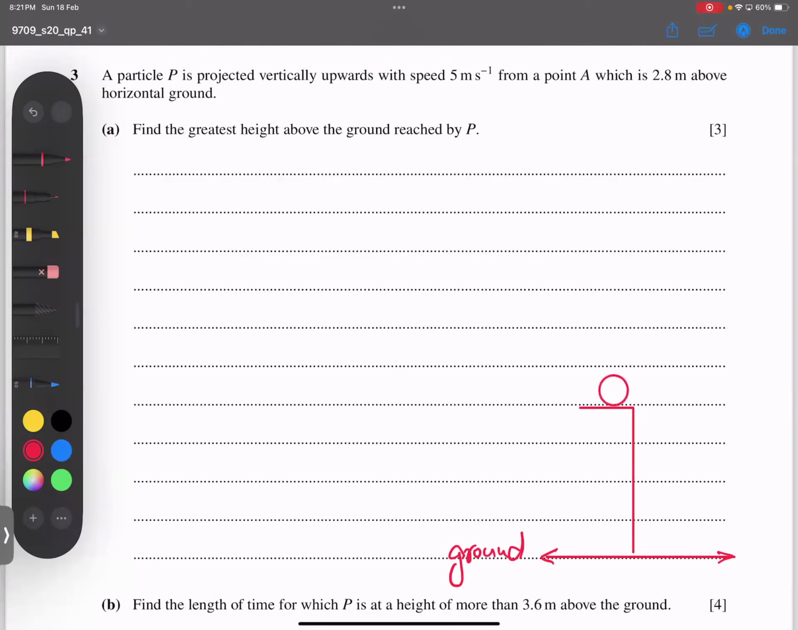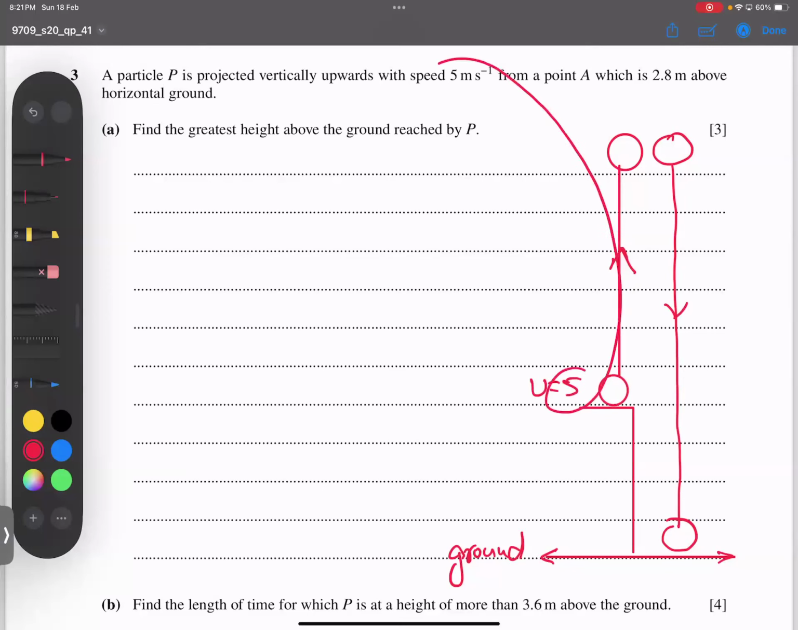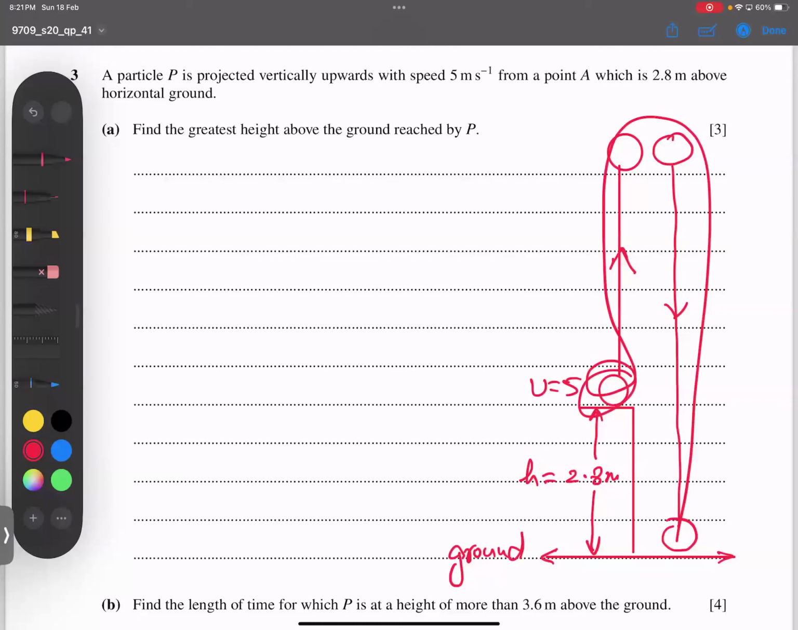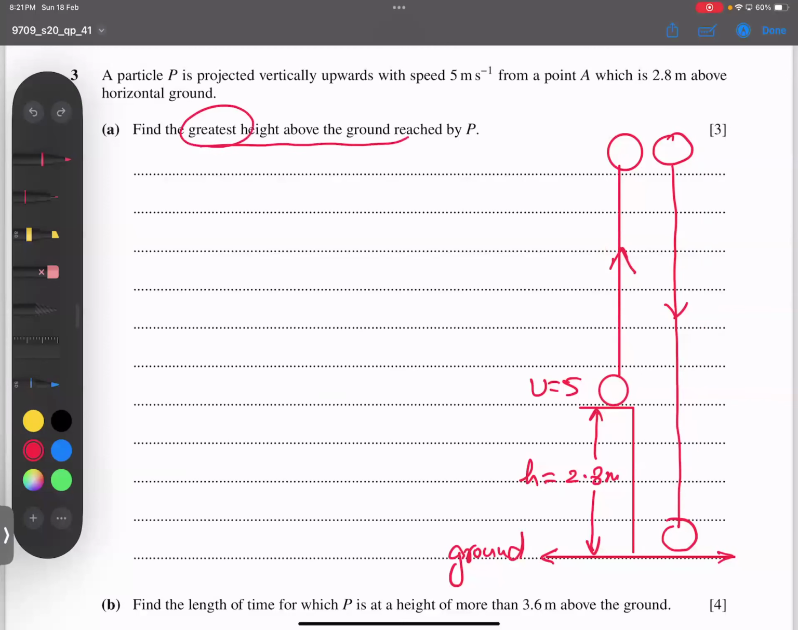The particle is thrown from here, first goes up, stops at the peak, and then from here it will come down. This is the whole process. Launching speed is given as 5, and point A is 2.8 meters height, from here to here. It starts from here, goes up and comes down. First question: find the greatest height above the ground reached by P.